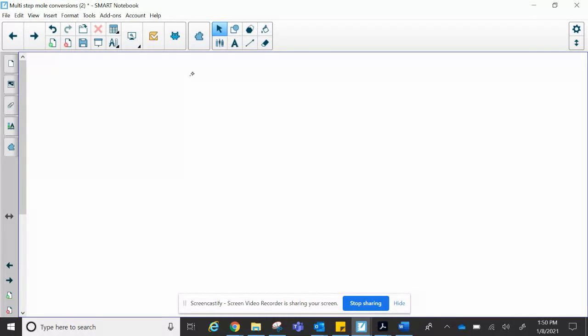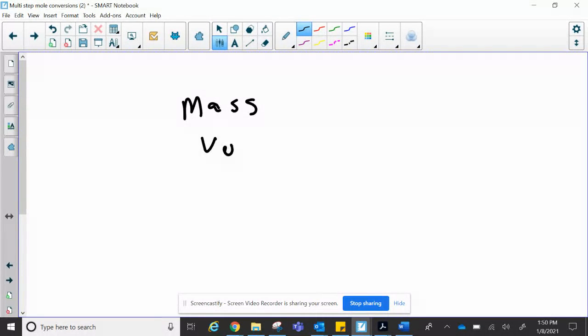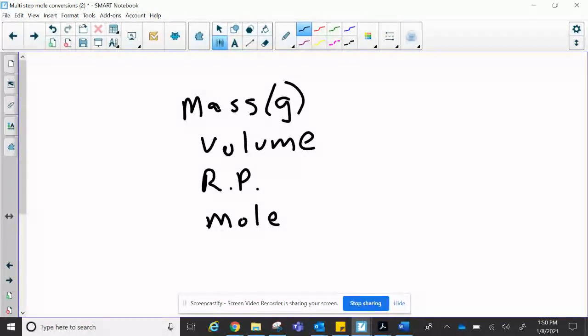So far, we've used mass. We've used volume. We've used representative particles. I'm going to put RP. And we have mole. Okay, mass, of course, is measured in grams. To find mass, or to use mass, the number you use is your molar mass from the periodic table. So you have to calculate that.